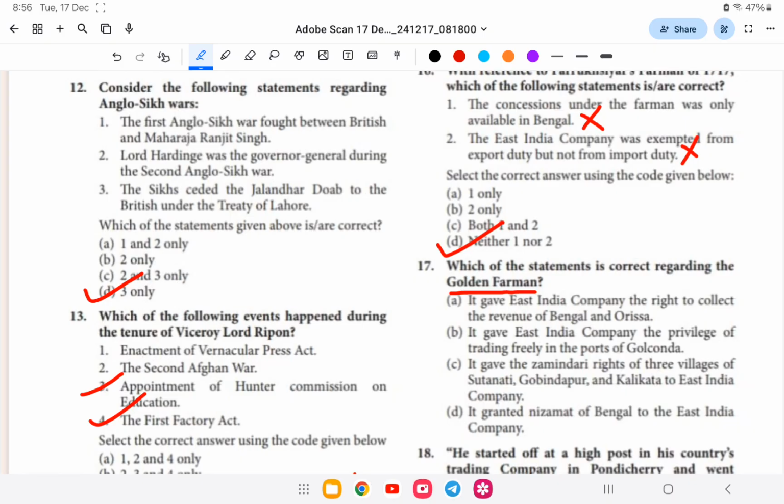So what is correct? Option A: it gave the East India Company the right to collect the revenue of Bengal and Orissa. It was given to other states also, so that is wrong. Next, it gave the East India Company the privilege to freely trade in the ports of Golconda. So option number B is the correct answer.